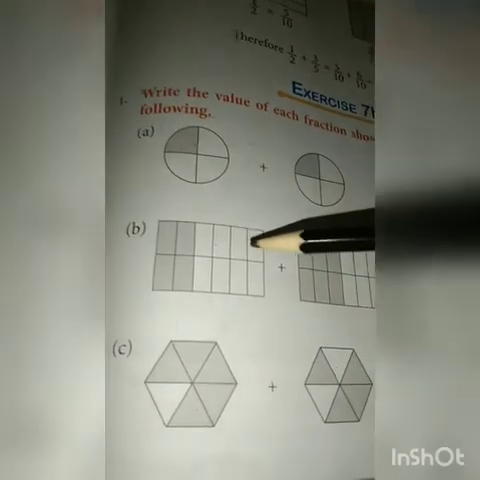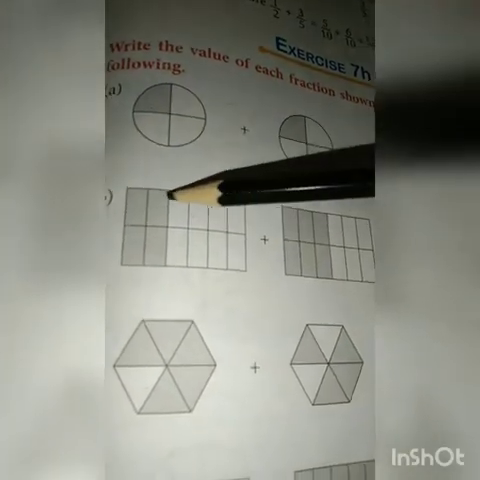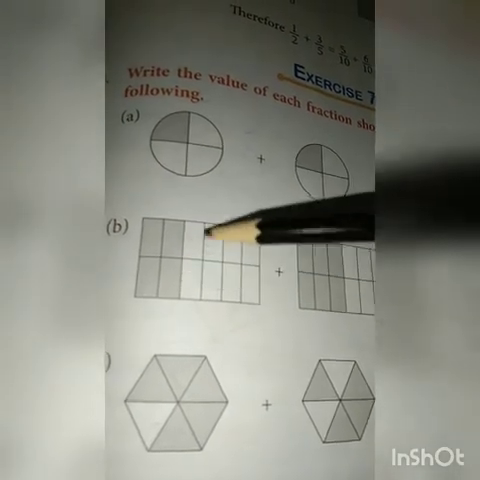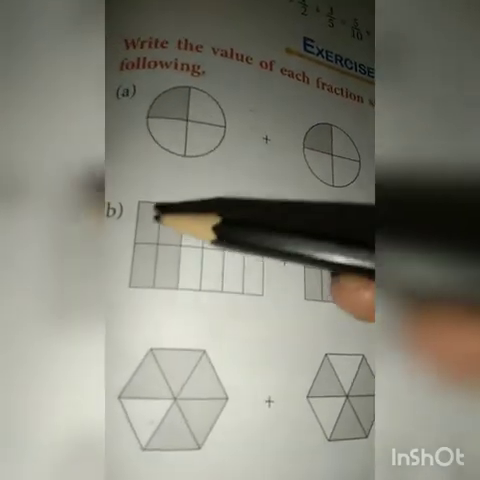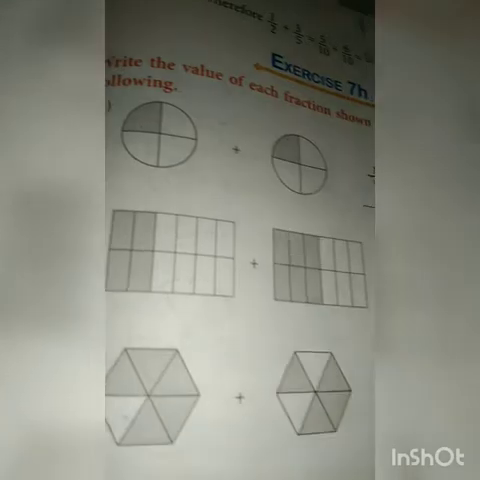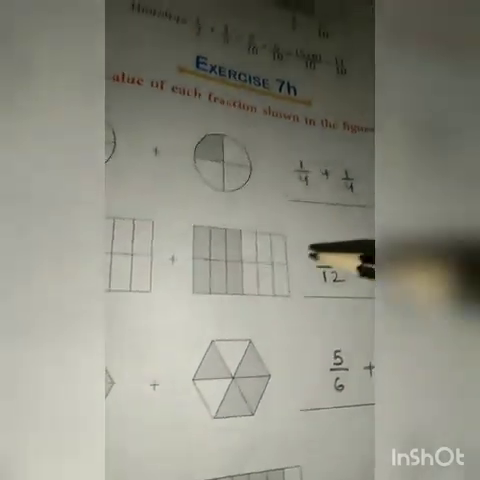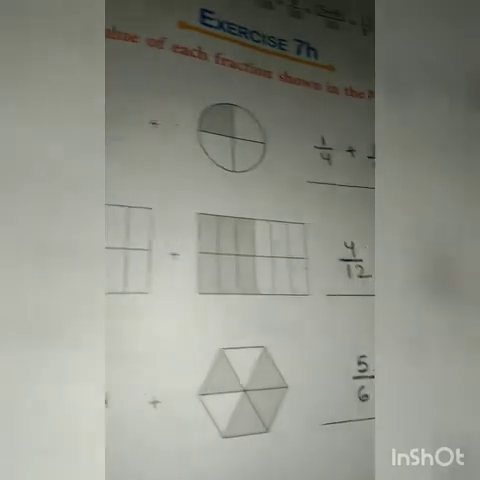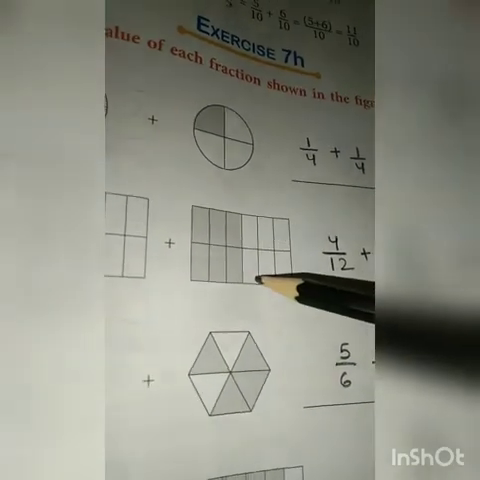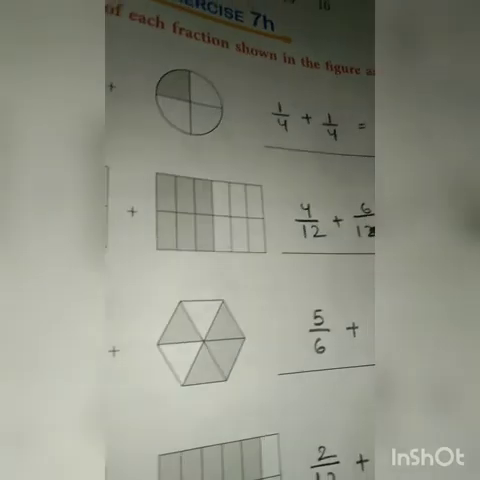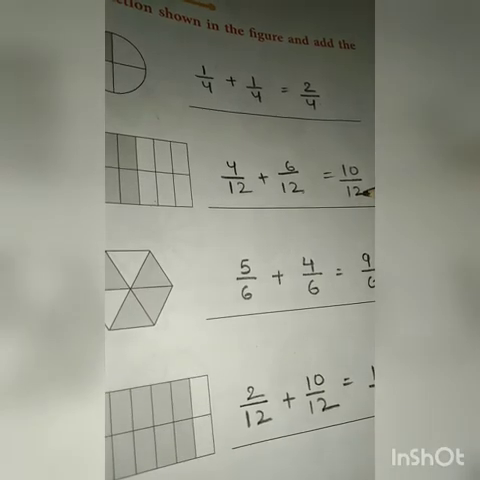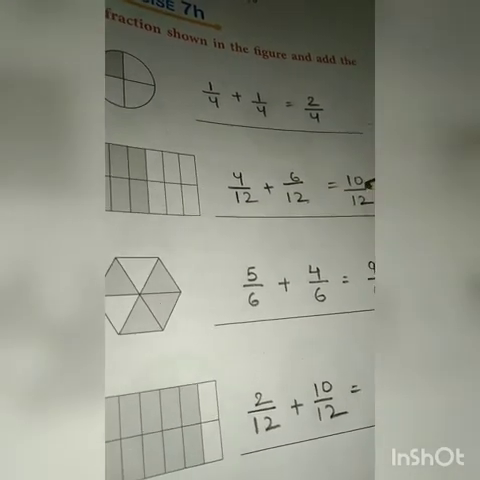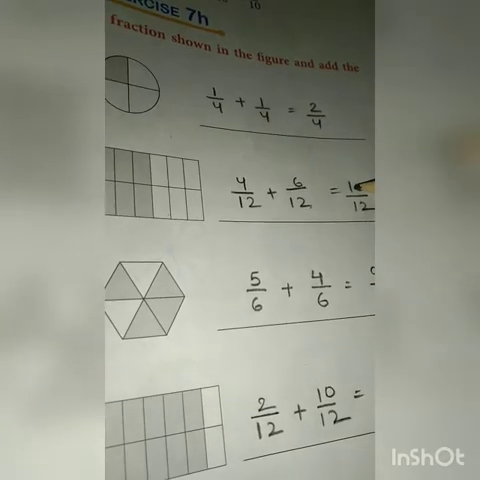Question B, you can see how many parts are given. There are 12 parts, 1, 2, 3, 4, 5, 6, 7, 8, 9, 10, 11, 12, and 12 parts here also. Here 4 parts are shaded and in the second figure 6 parts are shaded. So the first fraction is 4 upon 12 and the second fraction is 6 upon 12. Here 12 and 12 are common. We will write 12 as the denominator here and 4 plus 6 is equal to 10. So 10 upon 12 will be the answer of part B.